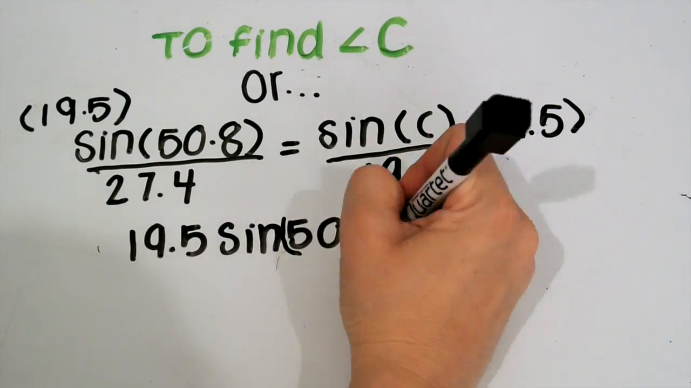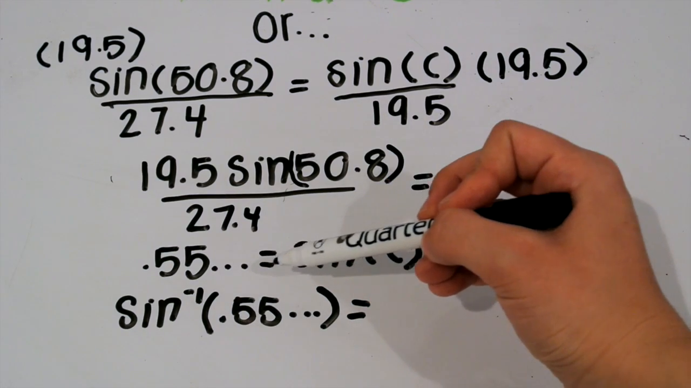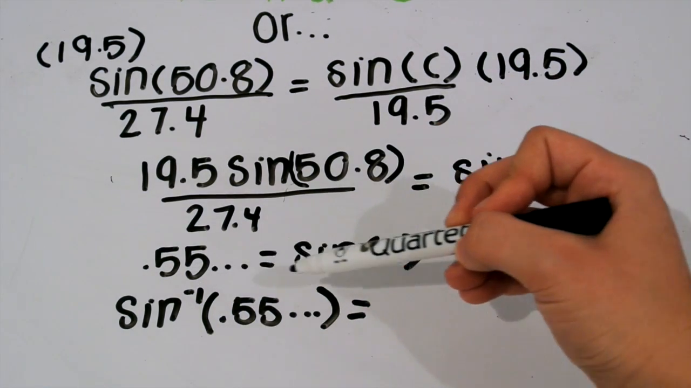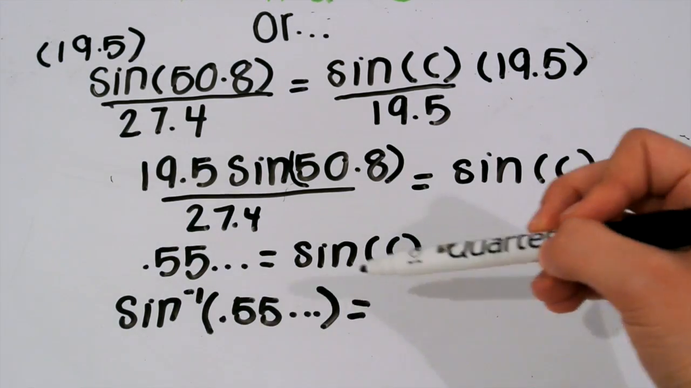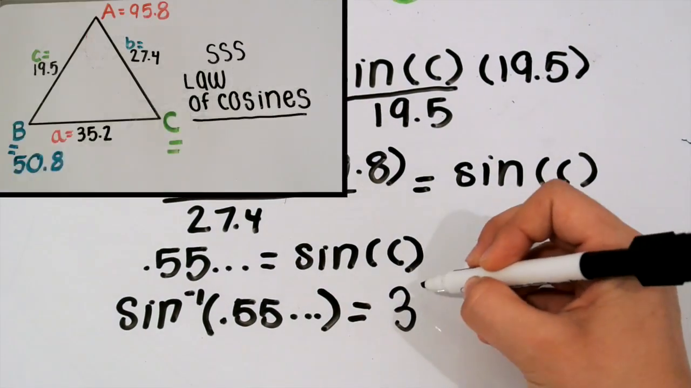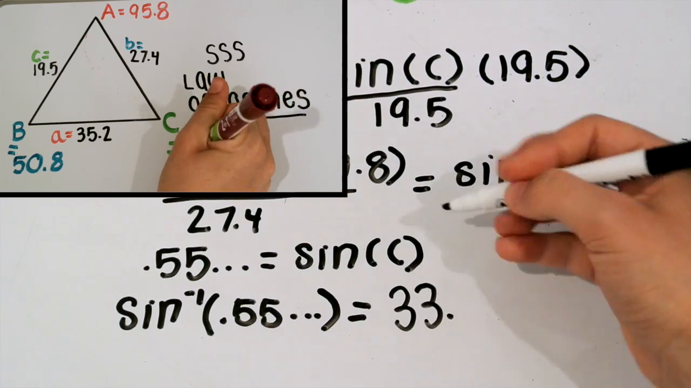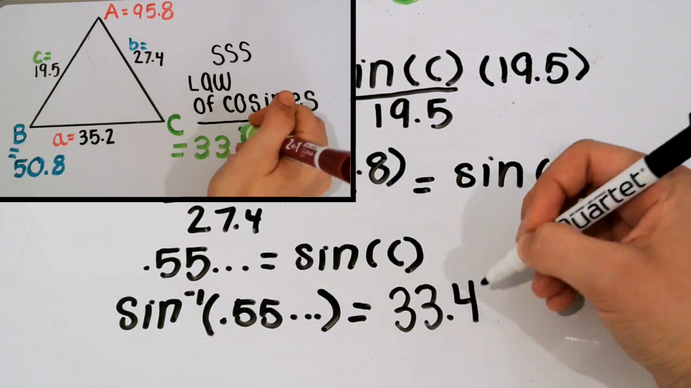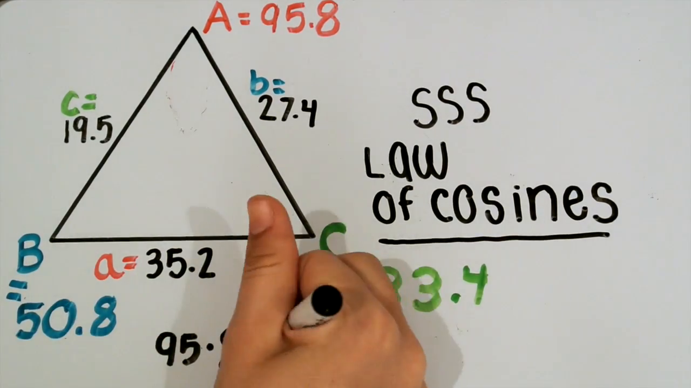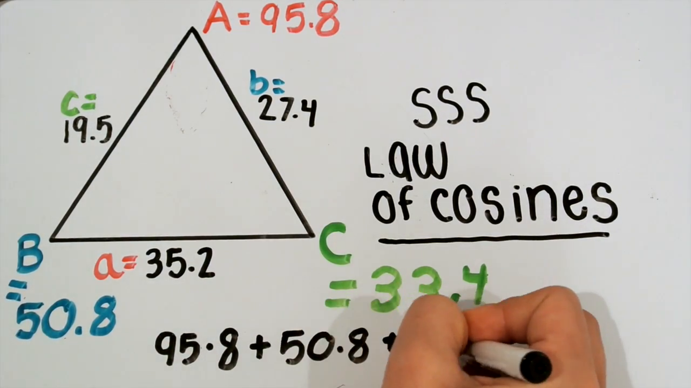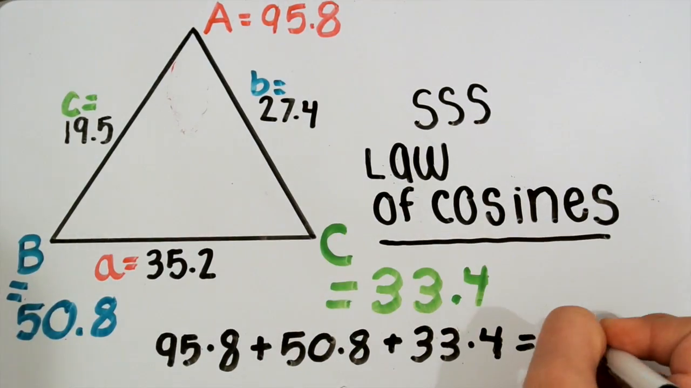After finding angle C using the law of sines, all three angles may add up to a bit over or under 180. This is because when solving for each angle, the values were rounded to the nearest hundredth. Angle C equals 33.4. Since we found all the angles and they add up to 180 degrees, we have finished solving the triangle.